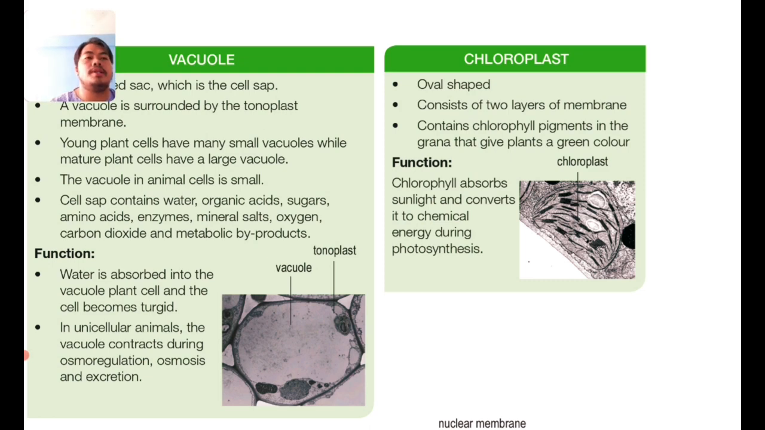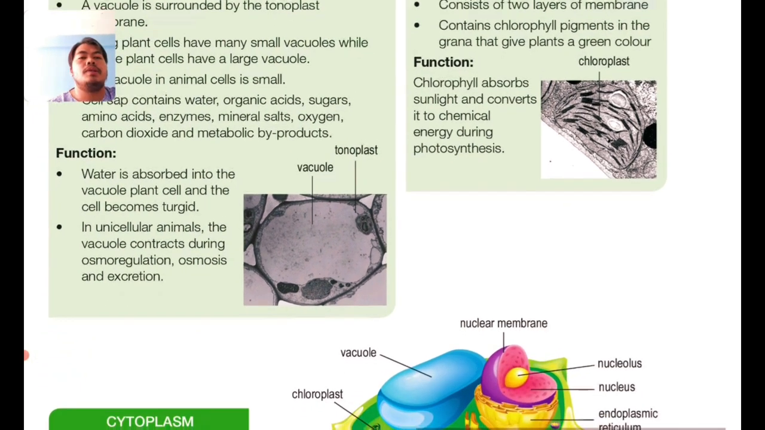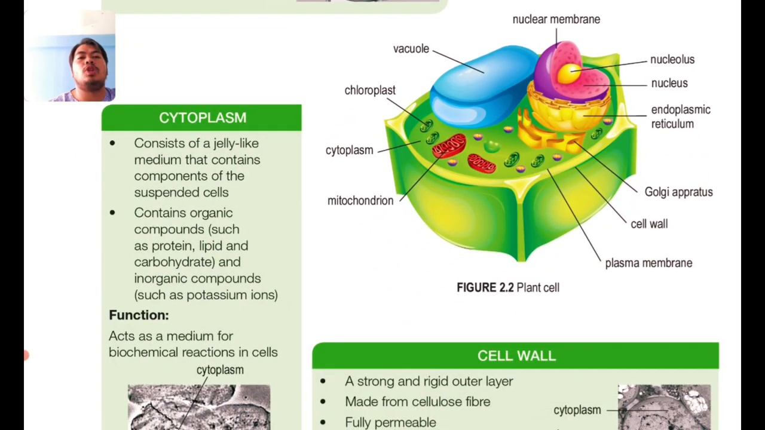during photosynthesis. So chloroplasts have chlorophyll, and chlorophyll traps sunlight, and sunlight is very important for the photosynthesis process, by which the plants make their own food, glucose and oxygen, using the carbon dioxide that we respire. Okay, so now we move to the cytoplasm.